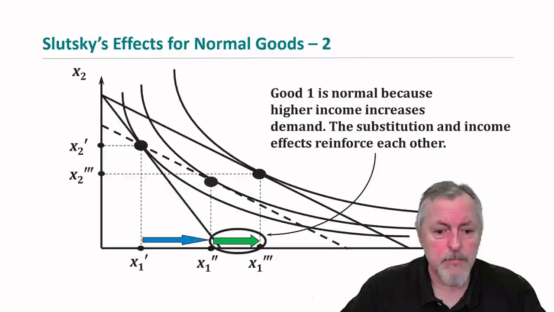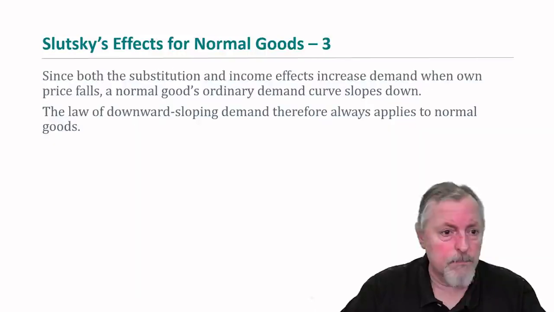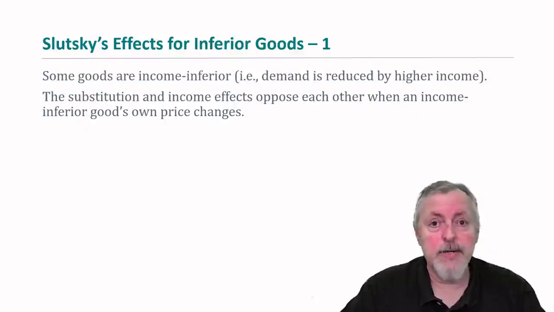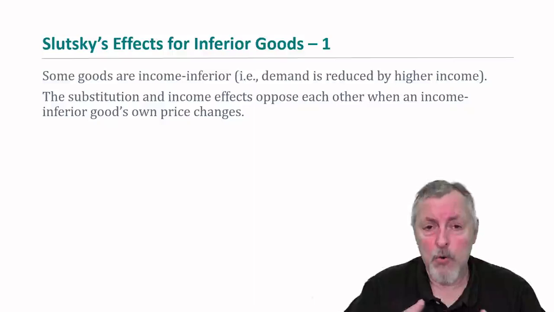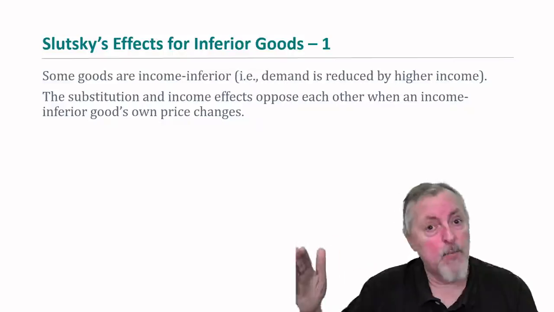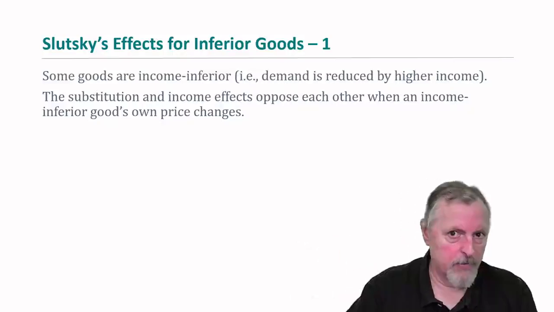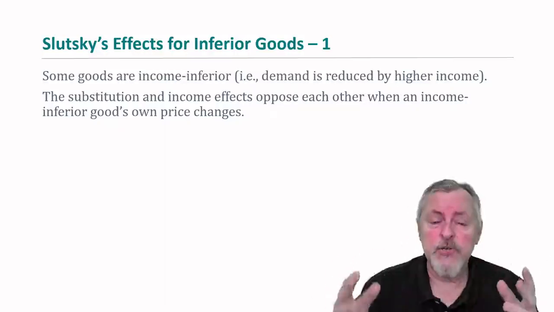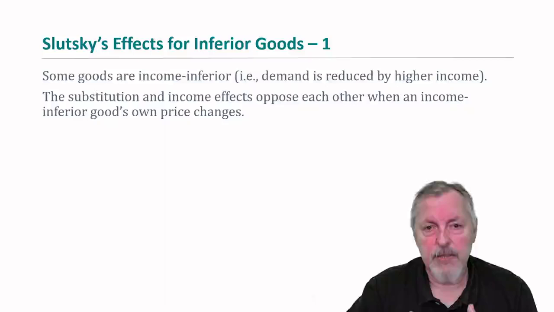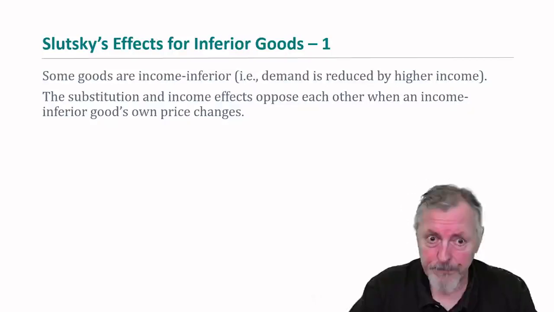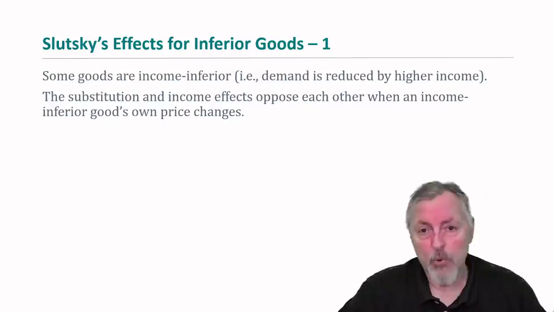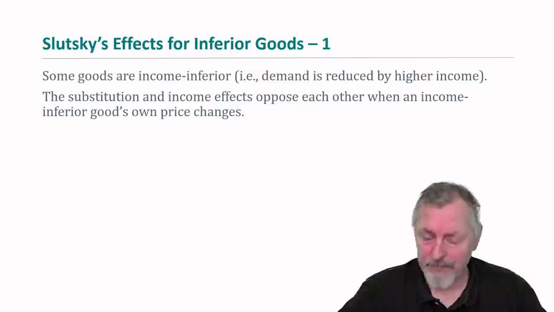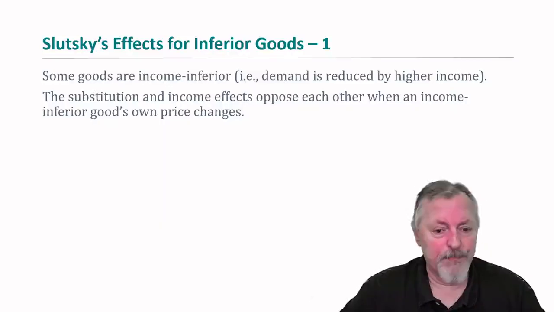Let's see. That's for normal goods. Now let's look at an inferior good. A normal good, your income goes up, you buy more of it. An inferior good, your income goes up, you buy less of it. As you get richer, you tend to shift away from it. Think again, ramen noodles. When you're poor in college, like I was, you eat a lot of it. You get rich, you don't buy it so much.